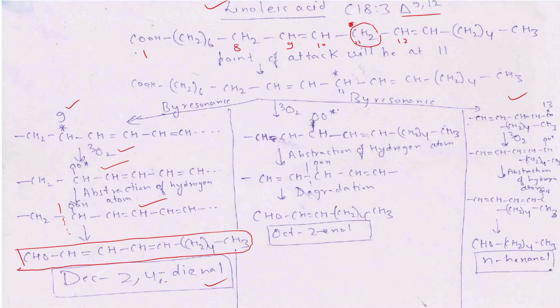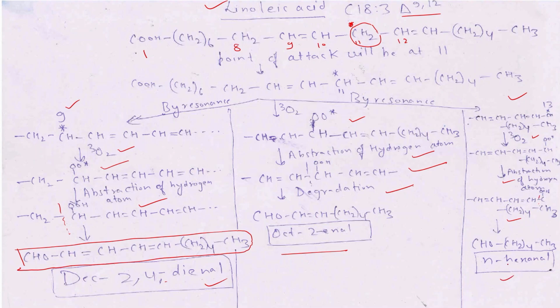Now if the point of attack is 11, then again a peroxide radical will be there, abstraction of hydrogen atom will happen, hydroperoxide will take place, and then degradation will happen, and there is formation of octenal. And lastly, if 13 is the point of attack, then again peroxide radical will be there, abstraction of hydrogen atom, hydroperoxide will form, and then the cleavage will happen from here, and you will have the formation of hexanal.